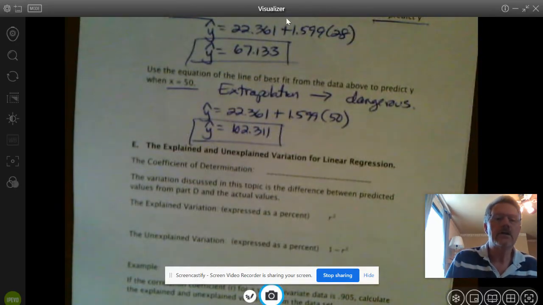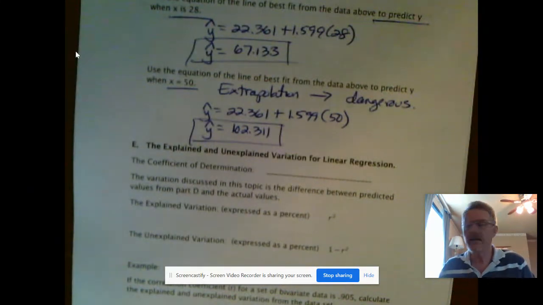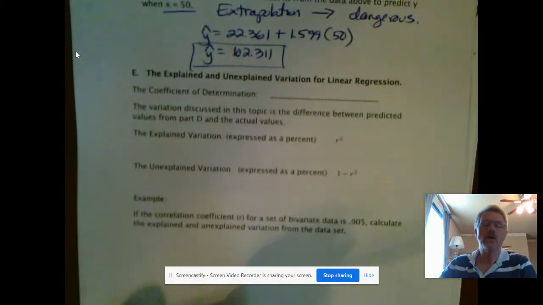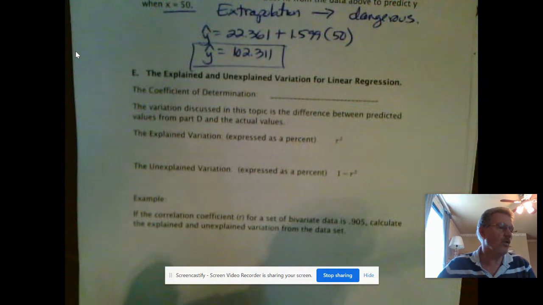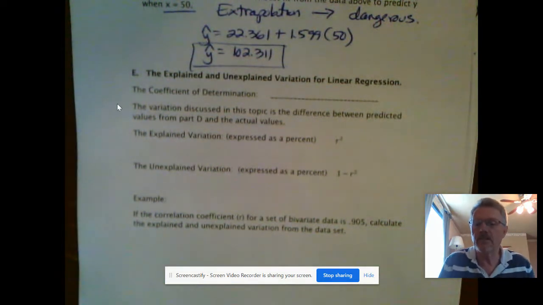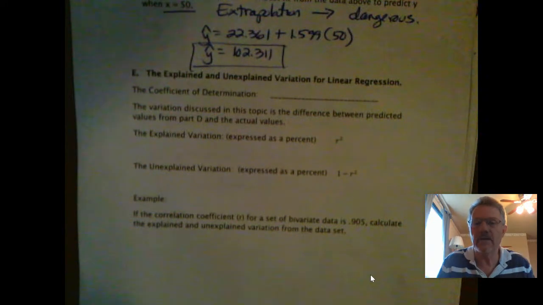All right, guys, looking at the last lesson then for chapter 9 today. Talking about the last remaining things about correlation, regression, the scatter plots, and the line of best fit.